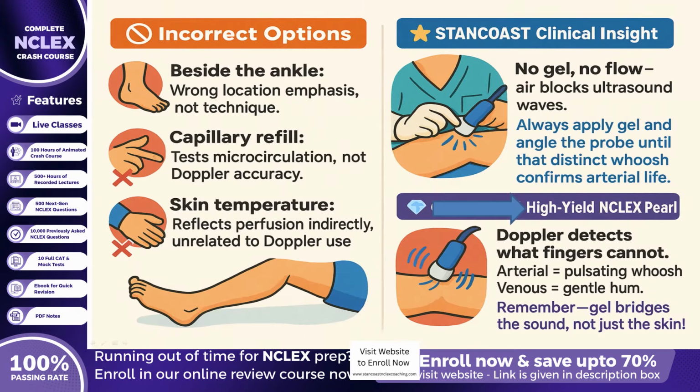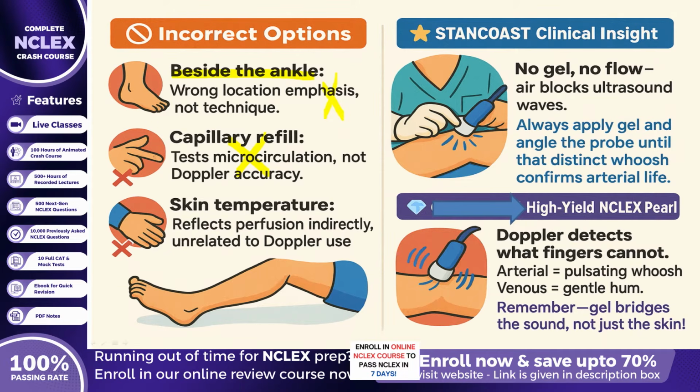Looking more closely at the distractors, option A, placing the probe beside the ankle, is incorrect because it focuses on location rather than the proper use of technique. Merely positioning the probe does not ensure accurate transmission. Option C, recording capillary refill time, assesses microcirculation at the capillary level and does not involve Doppler use. It evaluates perfusion but not arterial patency.